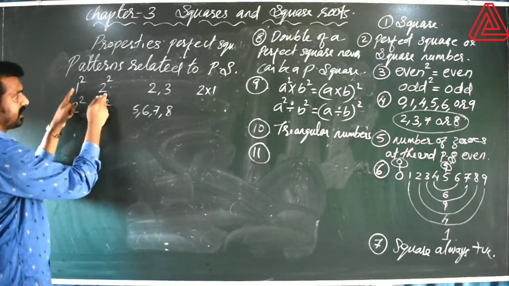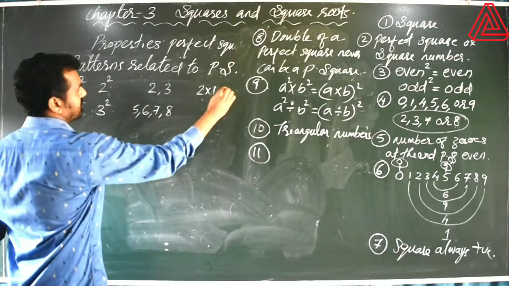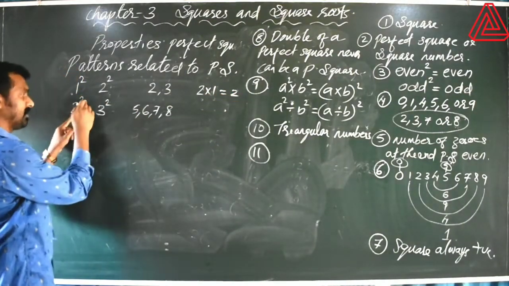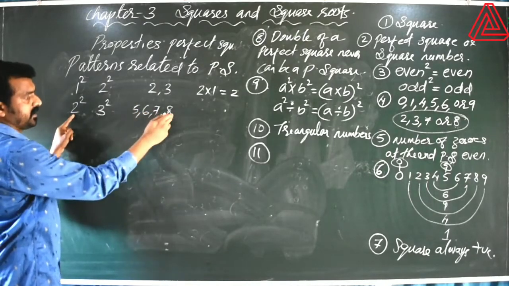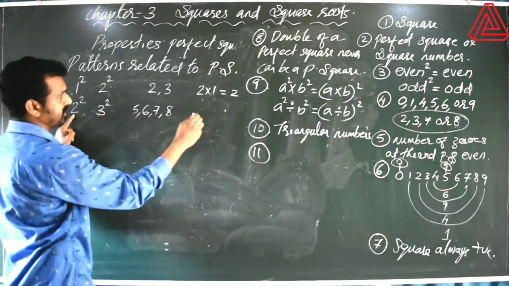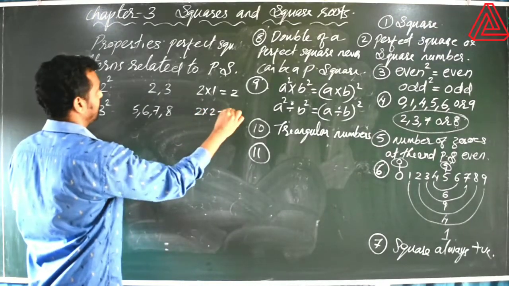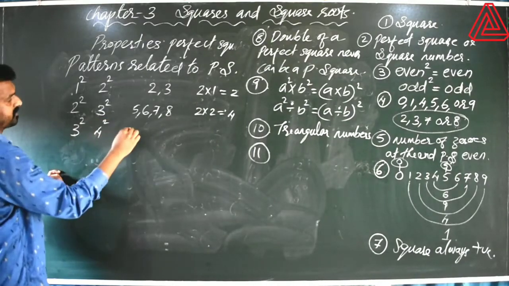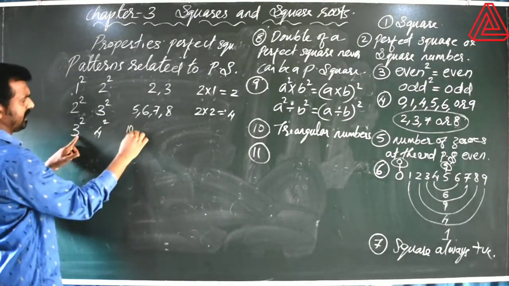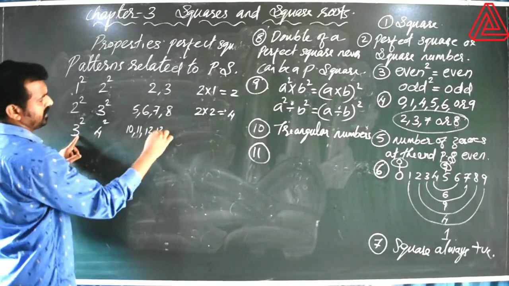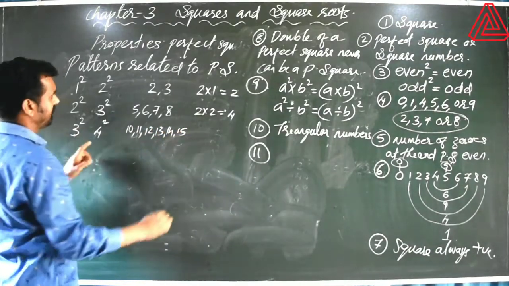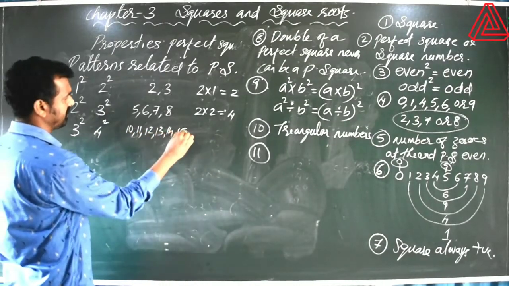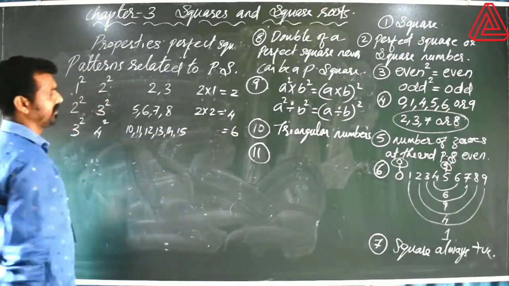Between 1 square and 2 square, 2 numbers are there, 2 ones are 2. Between 2 square and 3 square, 2 square means 4, next numbers 5, 6, 7, 8, 3 square is 9. How many numbers are there? 4. 2 into 2 is equal to 4. Now between 3 square and 4 square: 3 square means 9, 10, 11, 12, 13, 14, 15, 16. 4 square is 16. How many numbers are there? 1, 2, 3, 4, 5, 6. 6 numbers are there. How will you get that? Can you say that?